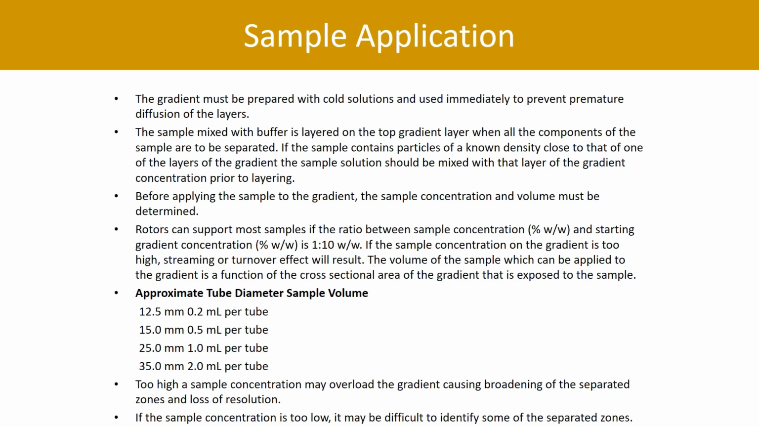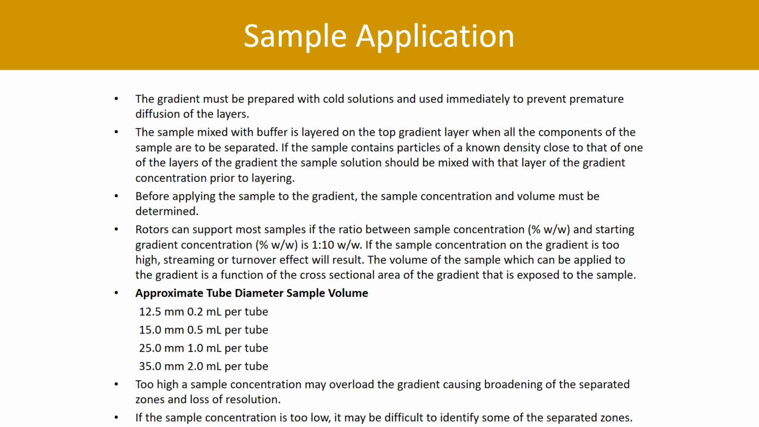Now, before we apply the sample to the gradient, we need to determine the sample concentration and the volume. Remember that the rotor, or the centrifuge tube, can support most samples if the ratio between the sample concentration and the starting gradient, that is the lightest gradient, is 1:10.